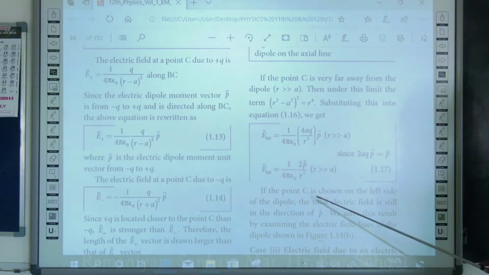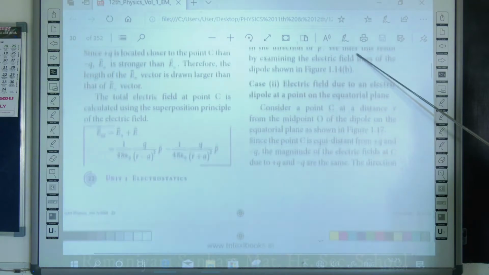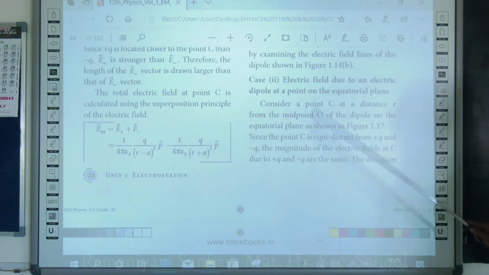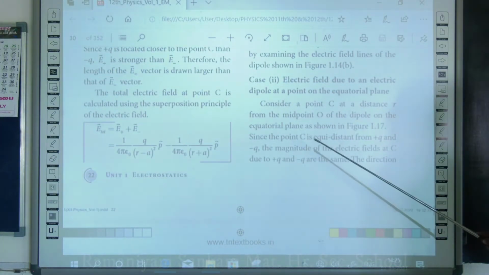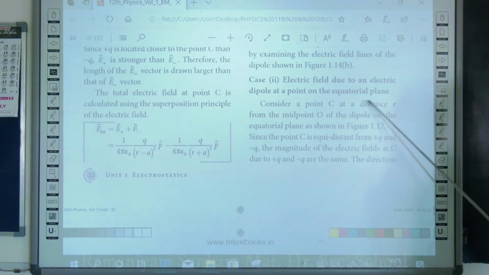If the point C is chosen on the left side of the dipole, the total electric field is still in the direction of the P vector. We infer this result by examining the electric field lines of the dipole. Now, up to this one, the 5 mark question is over. You were finding for the axial line. Now you are going to see the equatorial line.